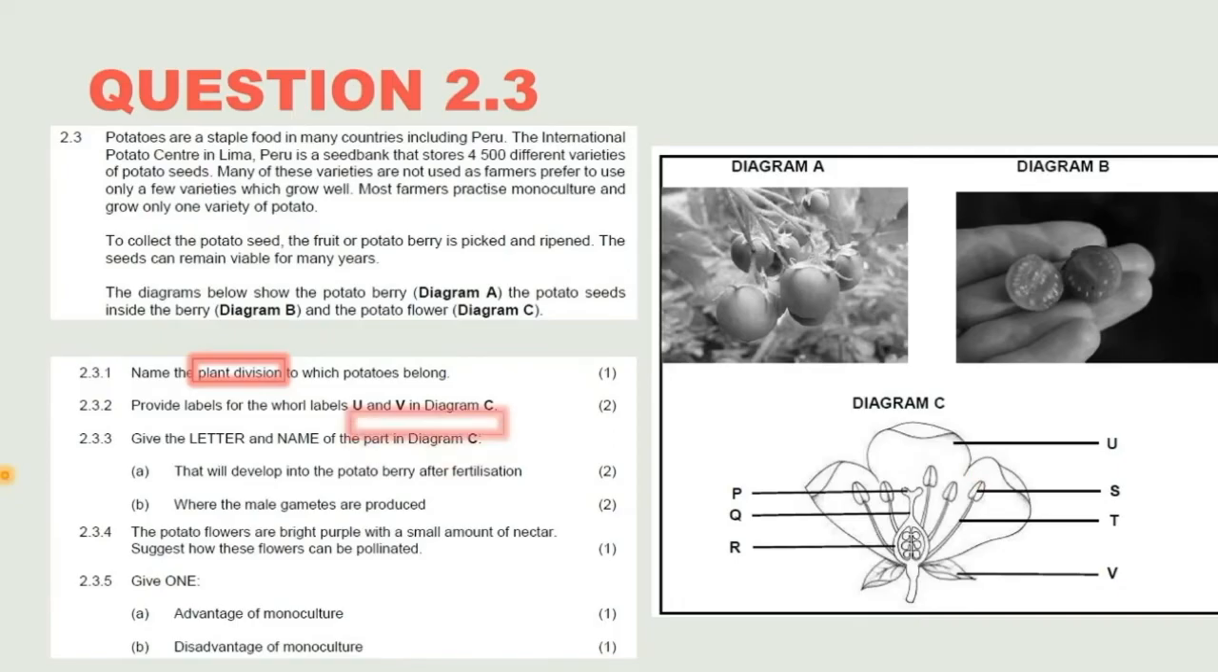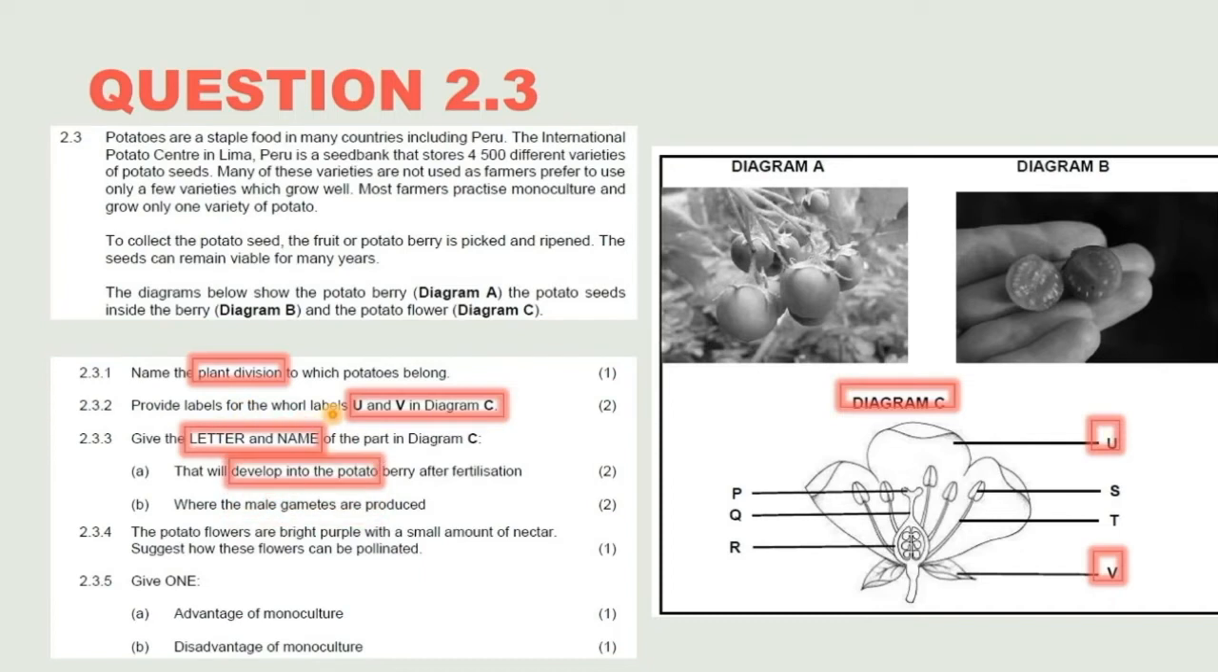Then provide the labels for U and V. So in diagram C, there's U and V. Then they want the letter and the name. So this is a 2-mark allocation. 1 mark for the letter, 1 mark for the name. So they want the structure that will develop into the potato berry after fertilization. So it's 2 marks. Then also the structure where the male gametes are produced. So remember the male gametes is pollen.